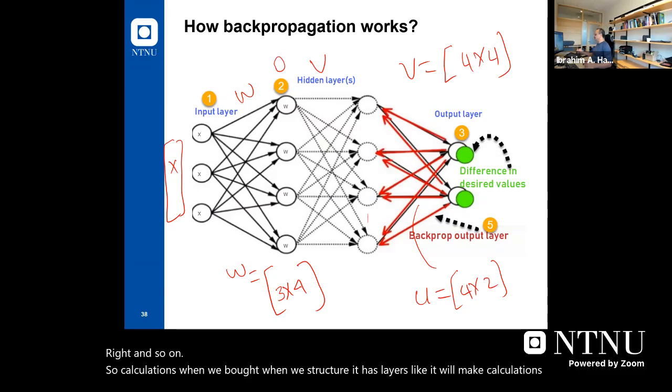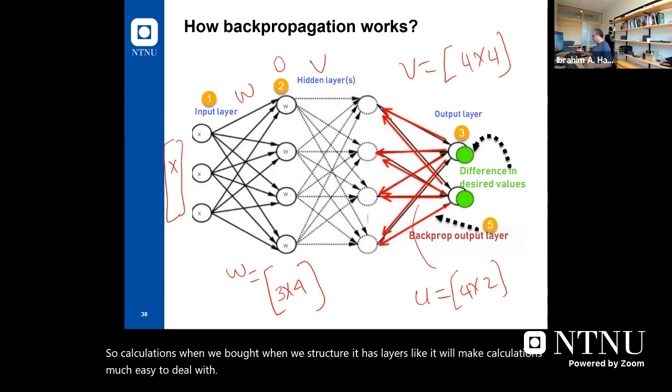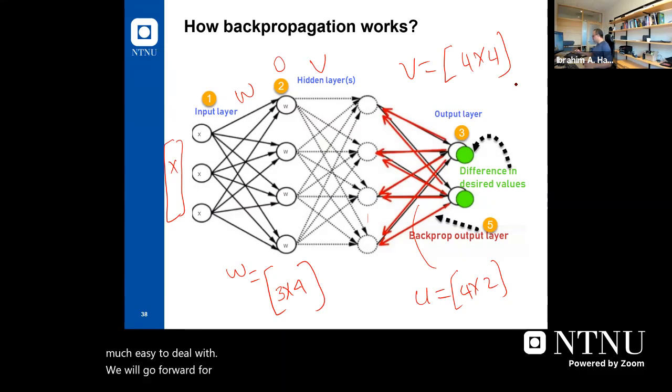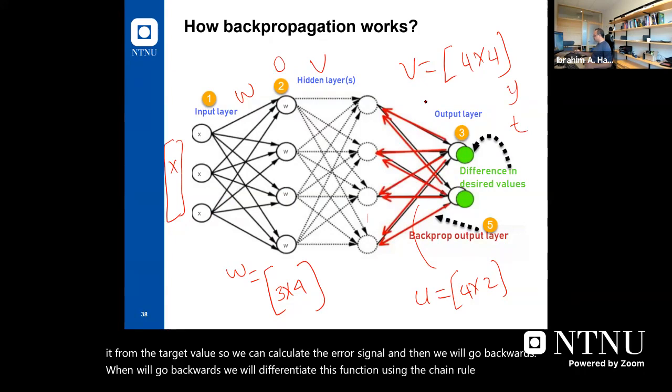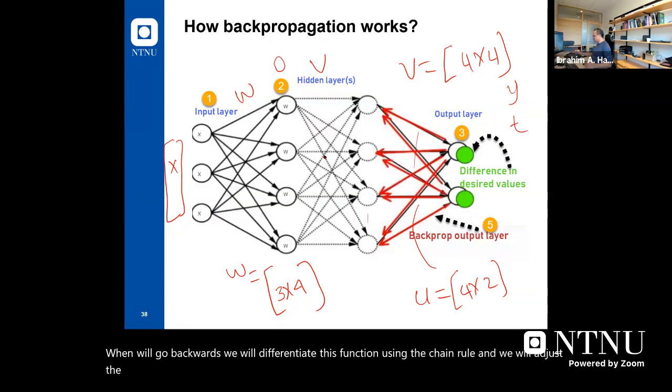We will go forward for calculating the output, and once we have the output here, we can subtract it from the target value, so we can calculate the error signal, and then we will go backwards. When we go backward, we will differentiate this function using the chain rule, and we will adjust the weights for this layer first, and after that for this layer, and finally for this layer. So we'll do it layer by layer.